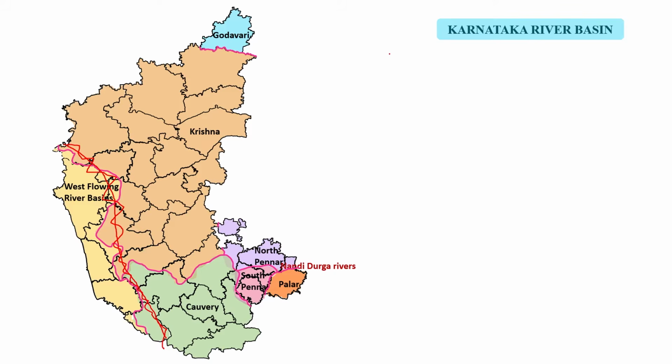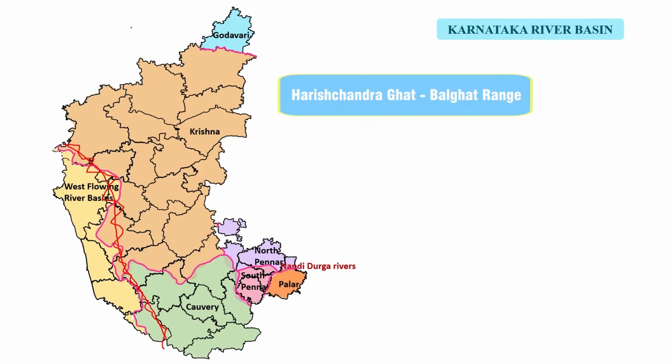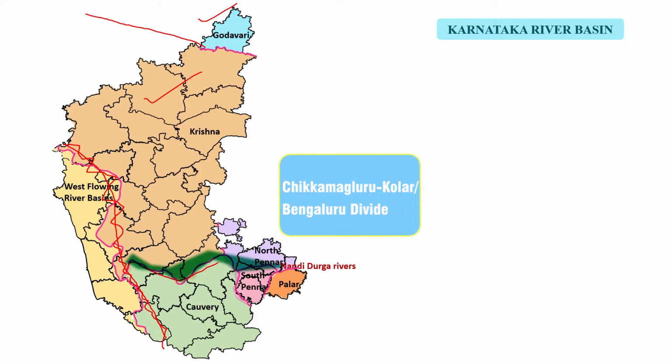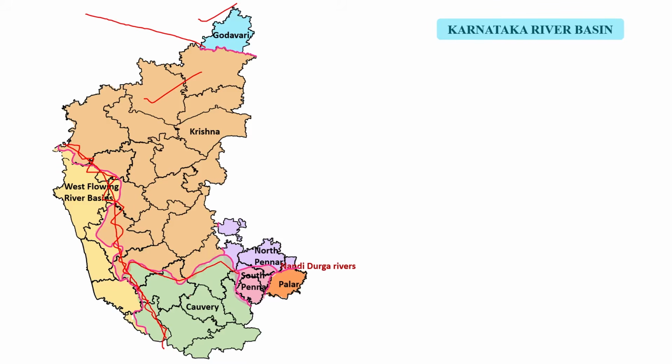Next, we have the Harishchandra Balghat range that separates the Godavari basin from that of Krishna basin. The third water divide is a small mountain range from almost Chikmagalur district. If we draw a line up to Kolar or up to Bangalore rural, we have the next water divide that separates the river systems of Krishna from Kaveri.